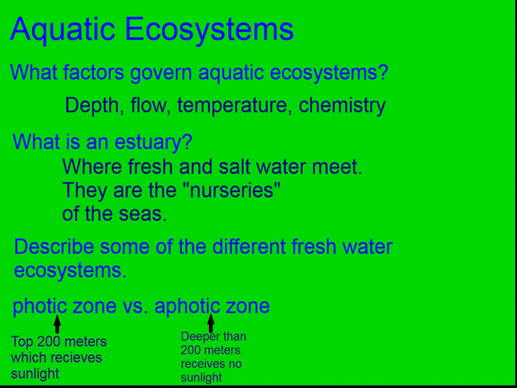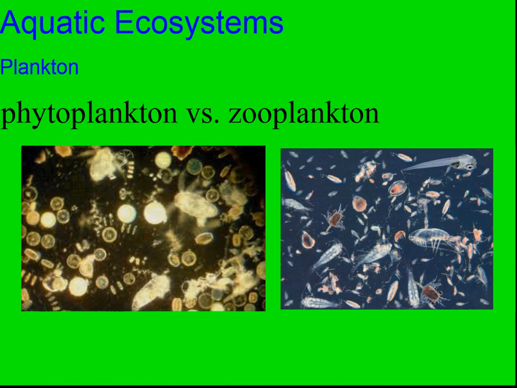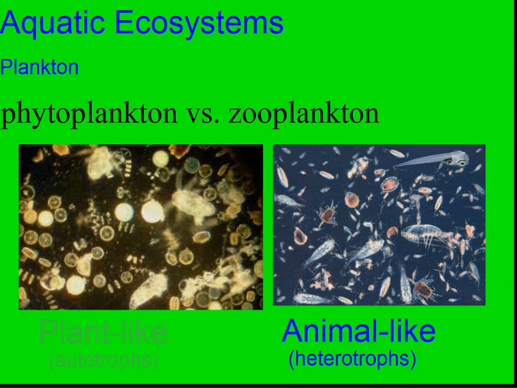Plankton, there's two different types, phytoplankton and zooplankton. Phytoplankton is the plant-like. They are autotrophs, making their own food from sunlight, and the zooplankton are animal-like. They are going to be eating the phytoplankton.